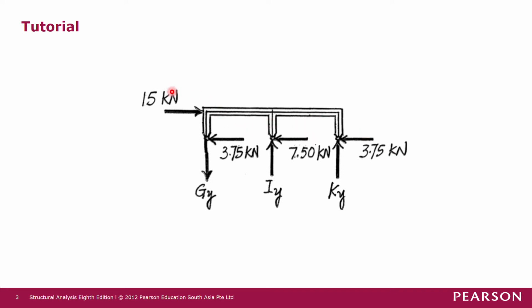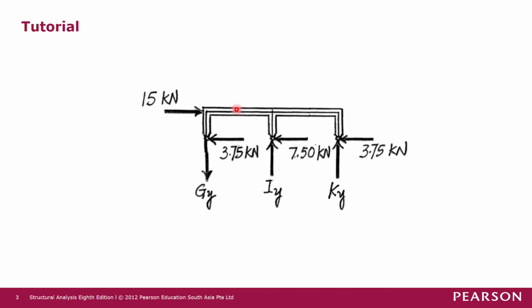That is the only solution that we can get from this free body diagram, because we have three more unknowns, which are Gy, Iy, and Ky, but we only have another two equilibrium equations, so we cannot solve for three unknowns with just two equations.